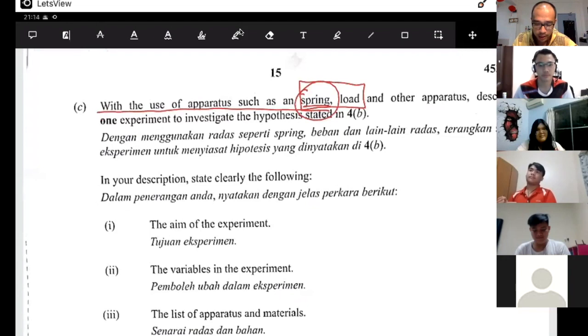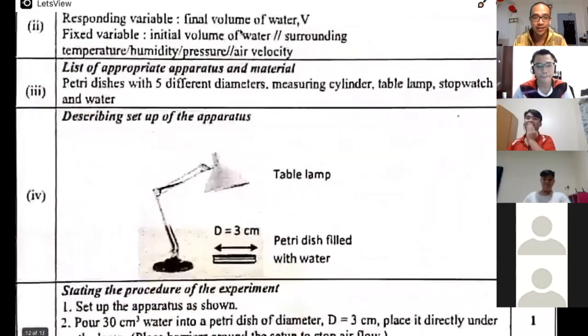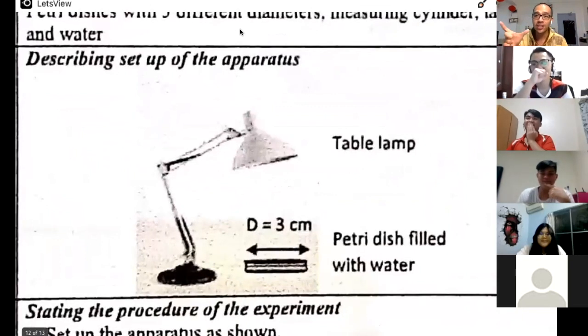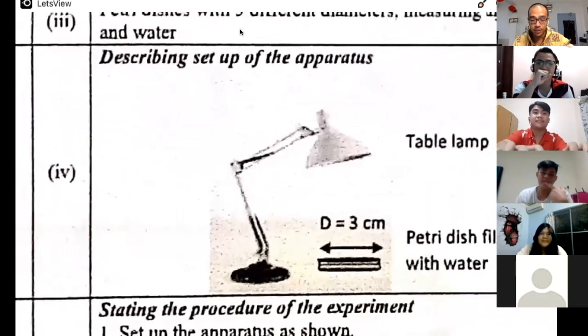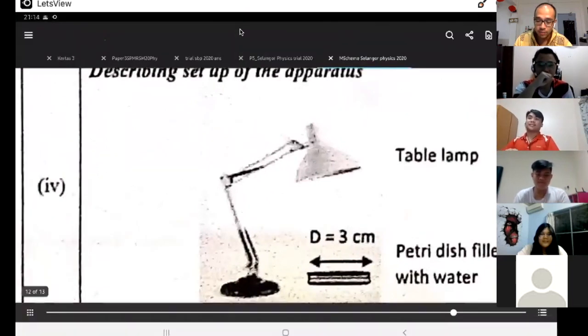Okay, so this is the marking scheme. So this is the evaporation experiment, over here. So you need to change the surface area. The surface area is represented by the diameter of this petri dish. Okay, the diameter of this petri dish.